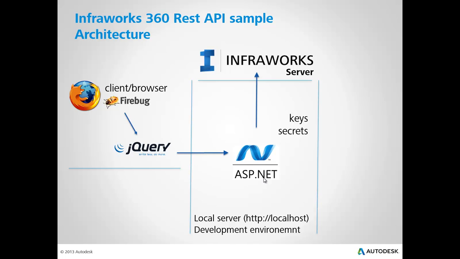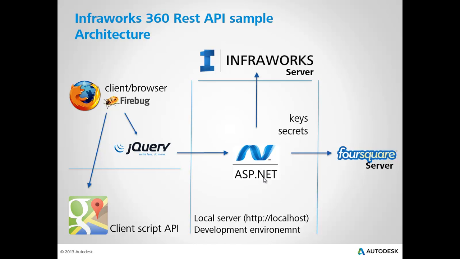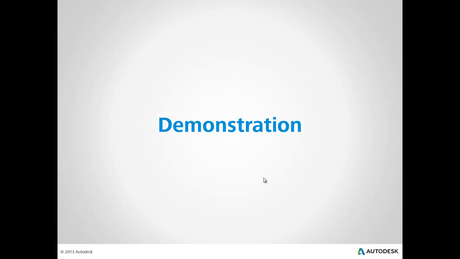This ASP.NET will call the Infraworks server and get data using the key and secret. It will also call the Foursquare server to get information. When everything is done here, we are going to also call the Google Maps API to get some maps. In this case, it's not required to have an ASP.NET in the middle because there is no key involved in this specific case. So that call will be done from the client on Firefox. So let's see a demonstration of this.